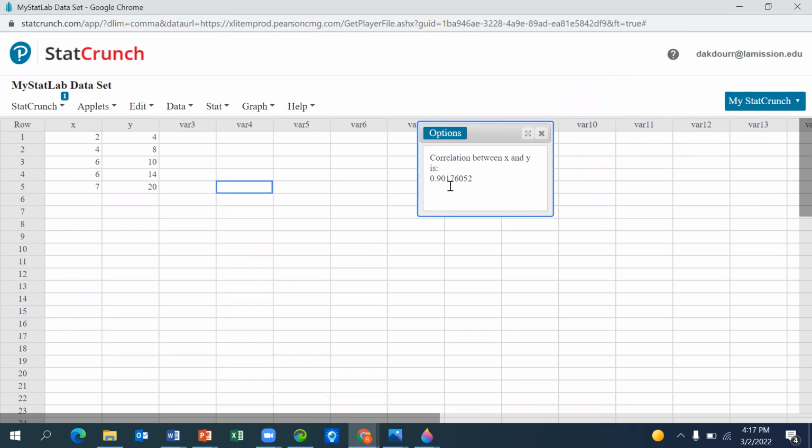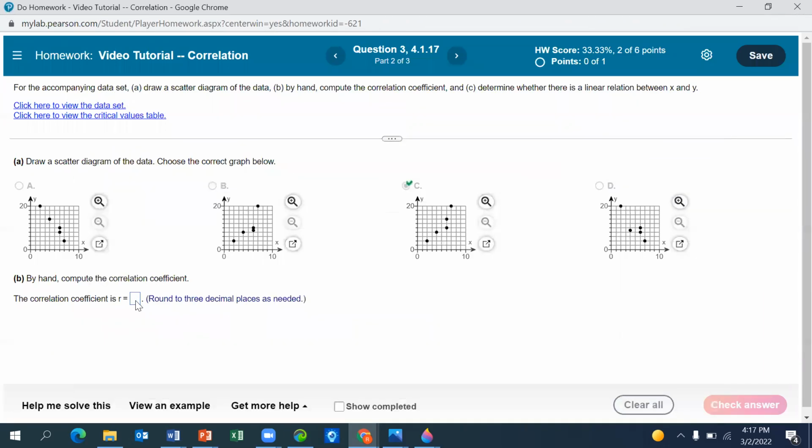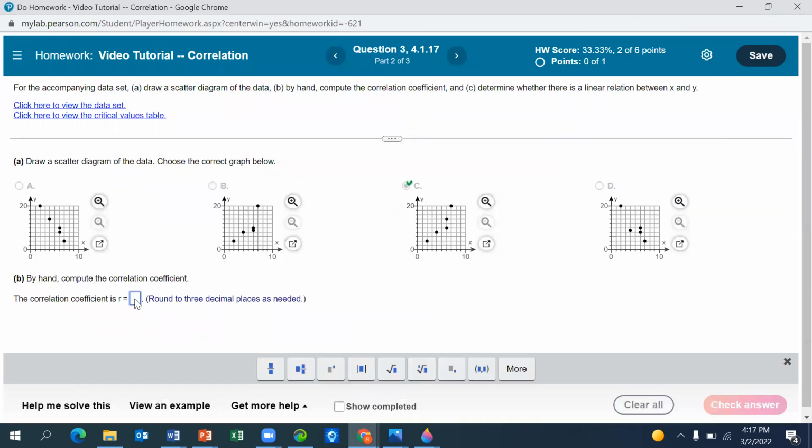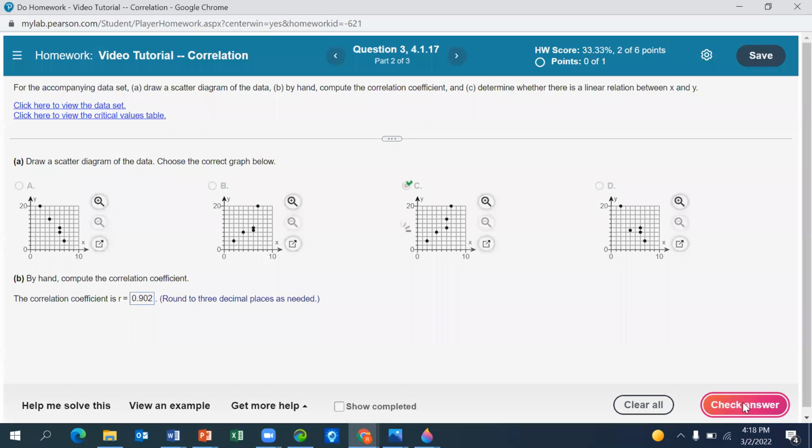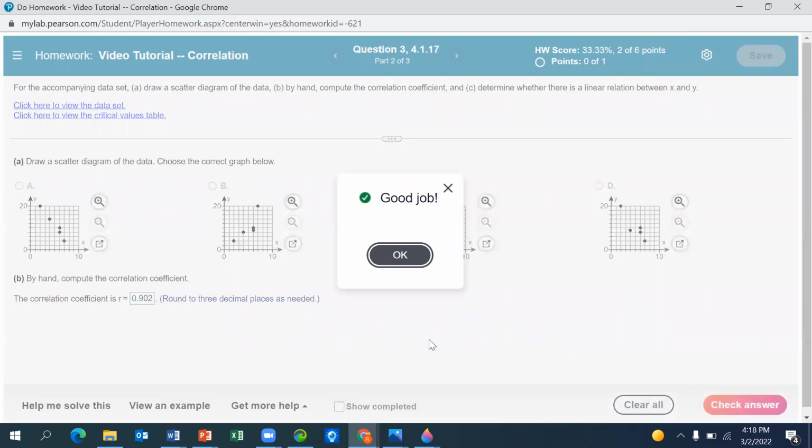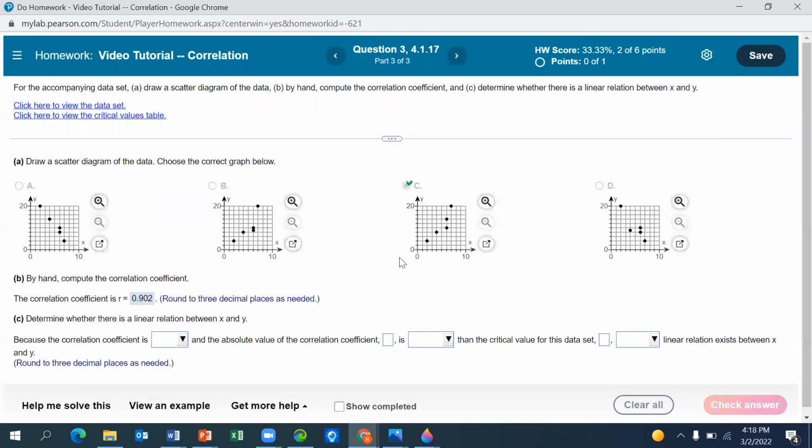Now you have to watch out. You need to round it to the correct number of places after the decimal point. So I'm going to take 4, and I don't think it's going to ask you for more than that. What do you want? 3 decimal places as needed. You always have to make sure you read how many of them. So 3 decimal places, that means this 1 becomes 2. I have 0.902. You check the answer, and that's the correct answer. And this is the way you can get your correlation coefficient.